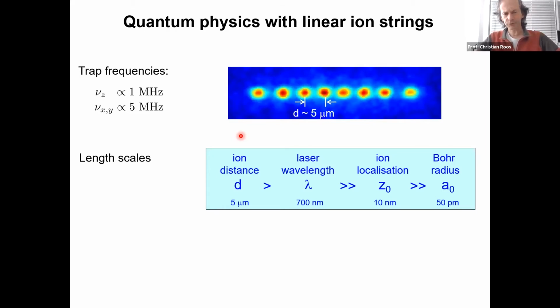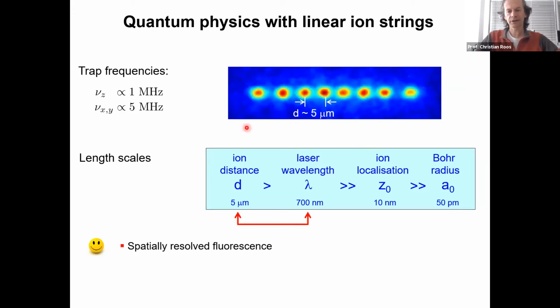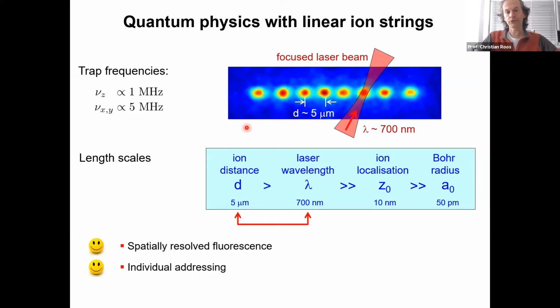Now, why do I mention these length scales? You see that we have this separation of scales, which is important because the first separation here enables us to spatially resolve the fluorescence of ions, as you can see in these pictures. And this enables us to measure ions one by one, and not only by doing ensemble measurements of their quantum properties. Secondly, we are able to focus down a beam strongly such that it interacts only with a single ion in the string and not with its neighbors.